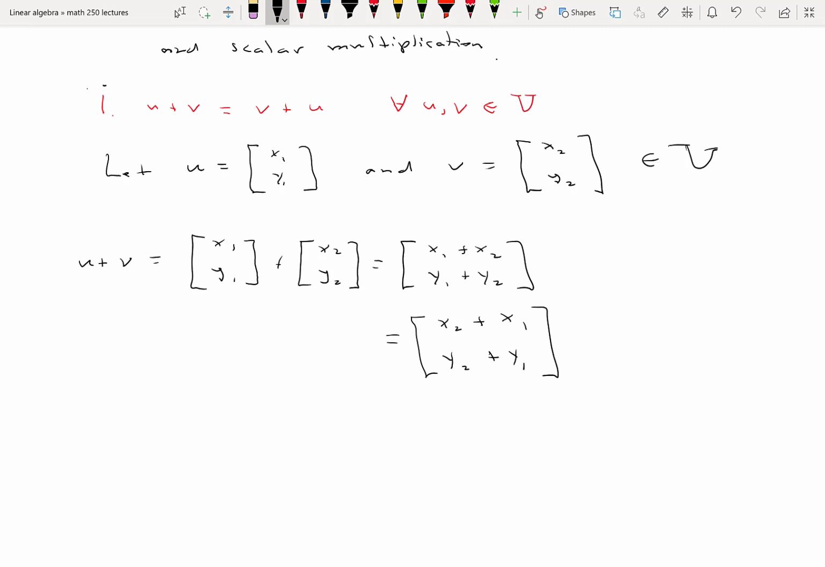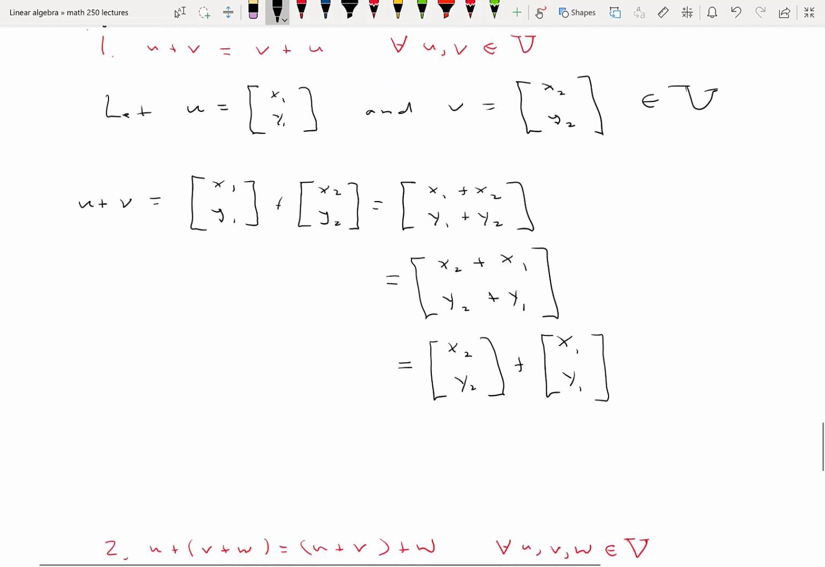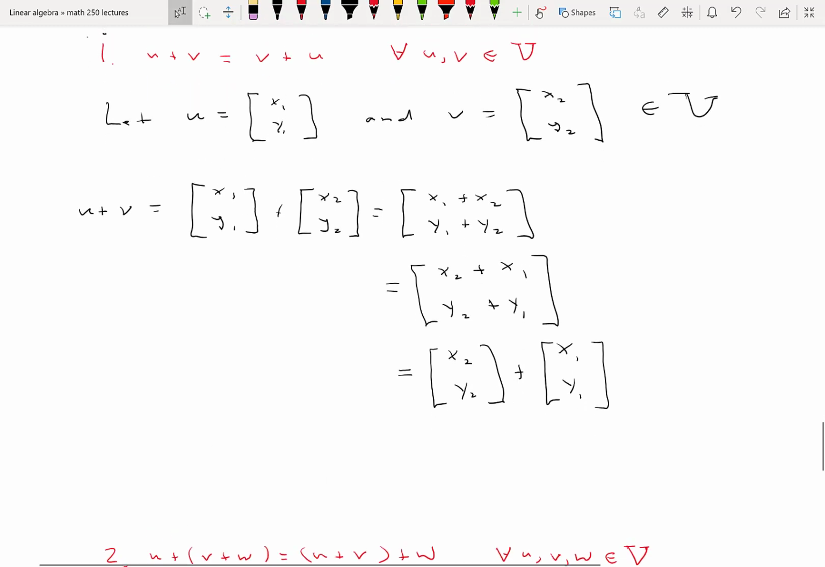Real operations. Now this matrix can be torn apart into x2, y2 plus x1, y1. Why? By the definition of matrix addition. And that result is v plus u. So u plus v equals v plus u. There are no steps missing, and there are no extra steps. Each step is absolutely important to have.